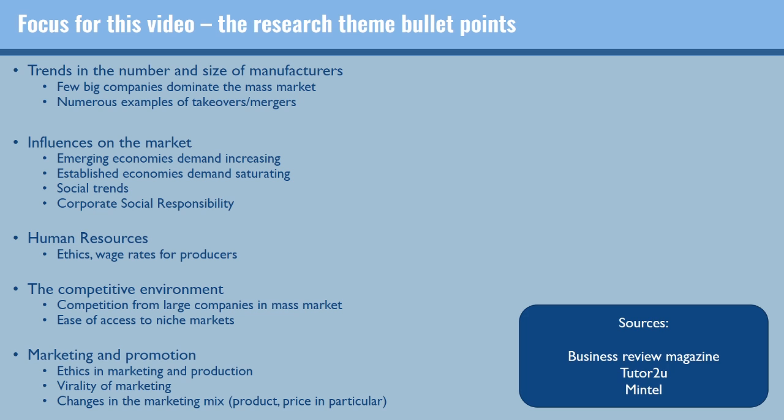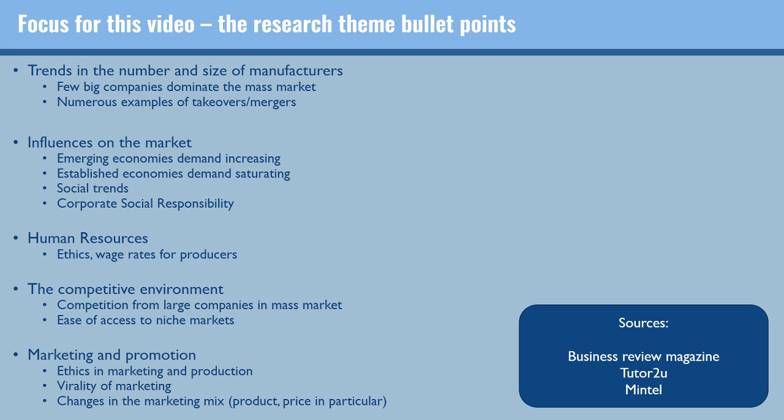So we're going to look through these 5 bullet points. Trends in the number and size of manufacturers. We're going to look at the different companies that dominate the mass market and some examples of mergers and takeovers. Influences on the market, so this would be for emerging economies and the more established developed economies. Some social trends, some CSR stuff. Human resources, so like ethics in the supply chain basically.